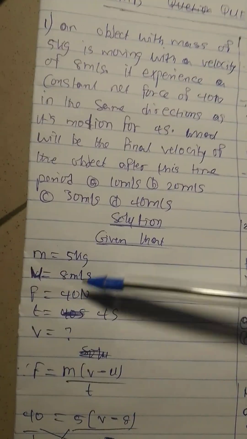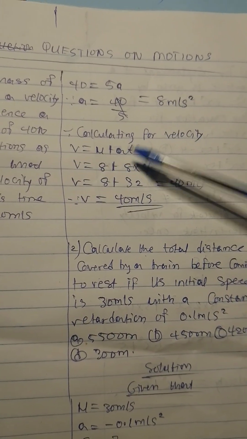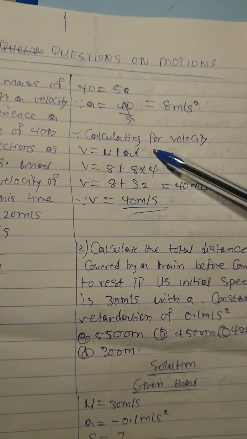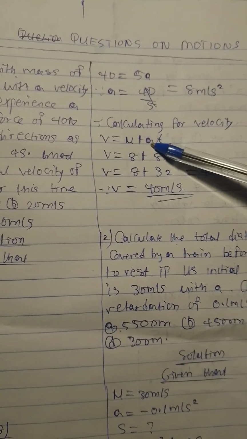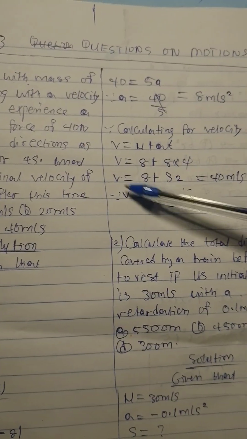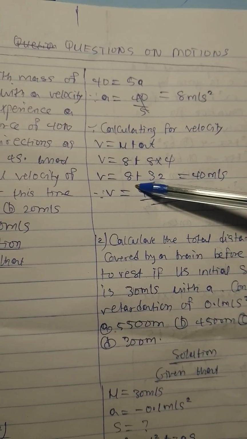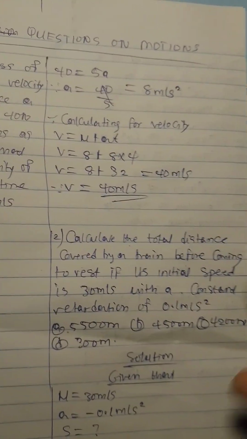And recall from the question that we have to find the final velocity, right? So calculating for velocity, v is equal to u plus at, where v is the final velocity, u is initial velocity, a is acceleration, and t is the time. Our initial velocity was given as 8, so we have 8 plus our acceleration, which is 8, times our time, which was 4. 8 times 4 is 32, and 8 plus 32 is 40. So v is equal to 40 meters per second.